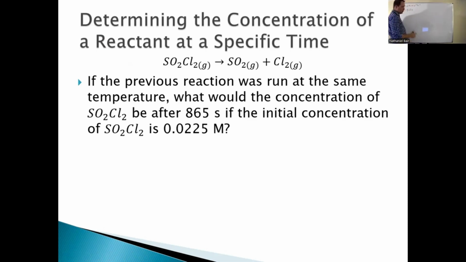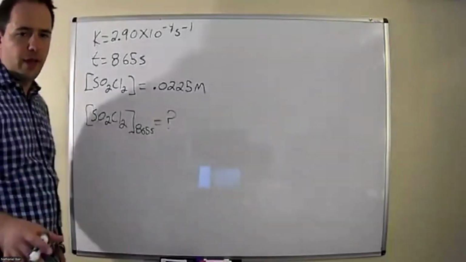And the initial concentration, so the starting concentration of SO2Cl2, is 0.0225 molar. And I want to know the concentration of SO2Cl2 after 865 seconds. That's what I'm looking for. So that word problem right there boils down to this.